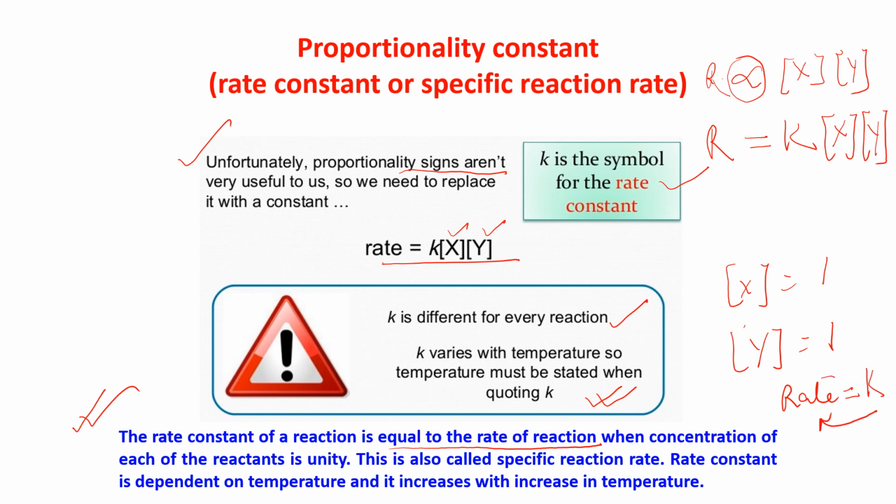That is, the rate constant of a chemical reaction is equal to the rate of the reaction when the concentration of each reactant is unity. This is also called the specific reaction rate. The rate constant is dependent on temperature, and it increases with the increase in temperature.